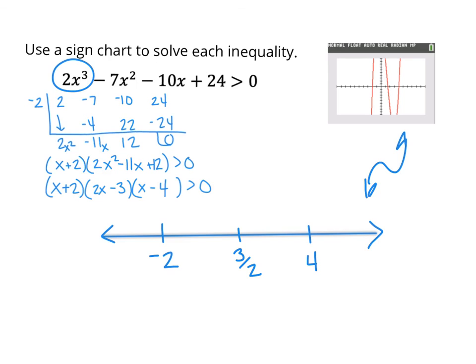And each of these has multiplicity of 1. So that means we'll have a sign change on either side. So it's going to start negative, switch positive, go back to negative, and switch to positive again. Now I can state my solution. I'm looking for where this is greater than 0. Not equal to, but greater. So greater is, let's see, here and between here. So my solution set would be from -2 to 3/2 union 4 to infinity.